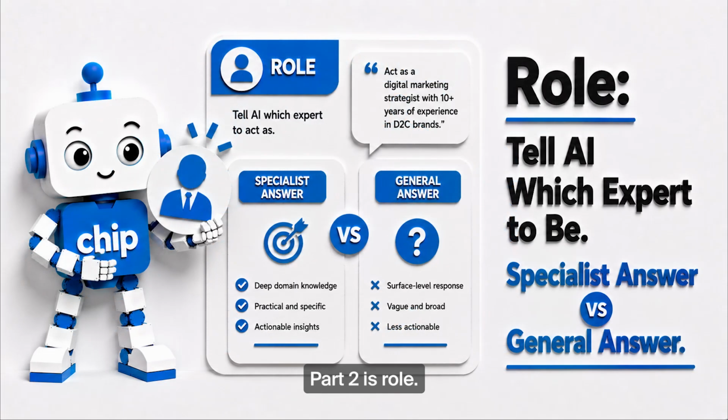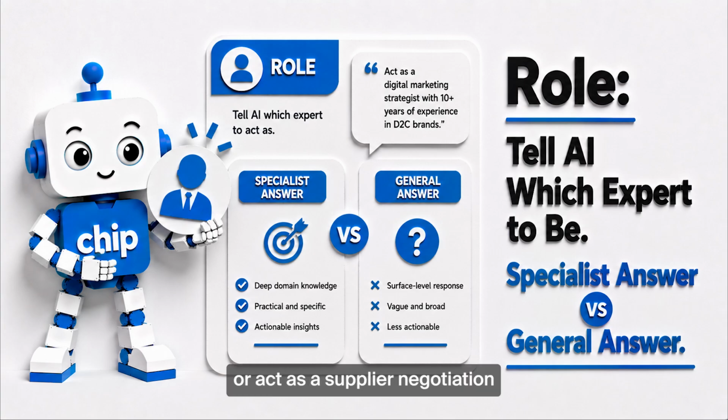Part 2 is role. Role means tell AI what kind of expert to be when it answers you. For example, act as a business communication specialist who works with Indian small businesses. Or act as a supplier negotiation expert familiar with the garment industry. This one instruction changes the quality of AI's answer completely.